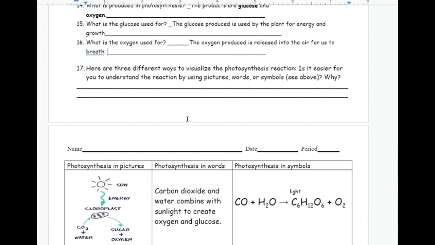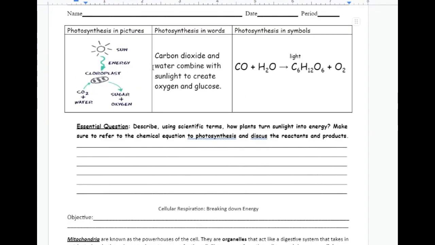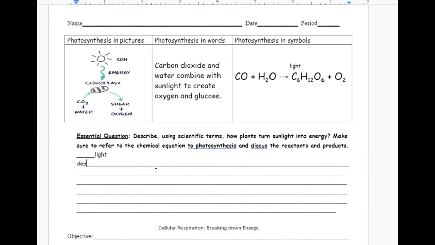Okay, it's easier if you know. This isn't the question. The question's right here. Describe using scientific terms how plants turn sunlight into energy. Okay, right here. So what I was supposed to do is say, the light dependent stage. What do we use? We split water and release O2, oxygen. Okay. All right, that's the first thing.